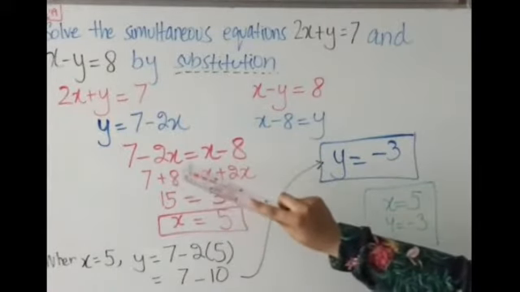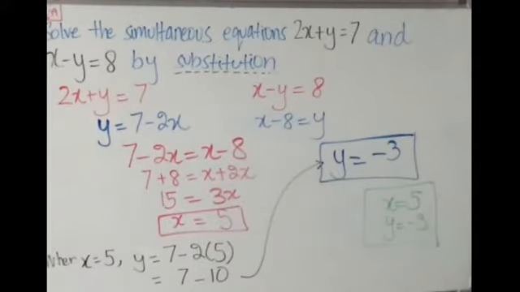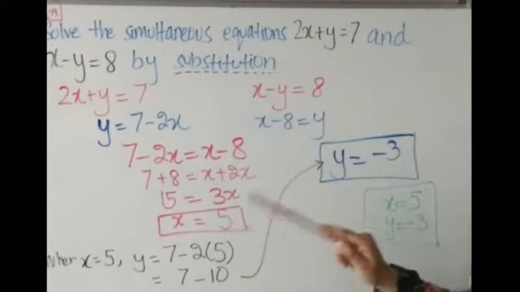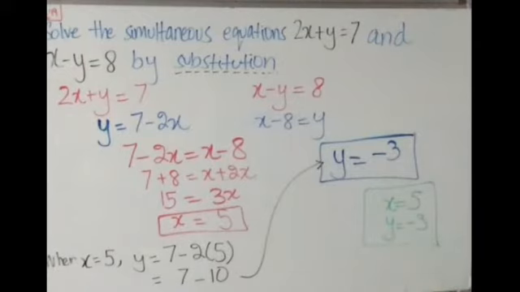That is 7 minus 2x is equal to x minus 8. And then, of course, you know how to solve the equation. That is 7 plus 8 equal to x plus 2x. 15 is equal to 3x. x is equal to 5. And then we've found x. We have our one variable. Now we need to find the second variable.